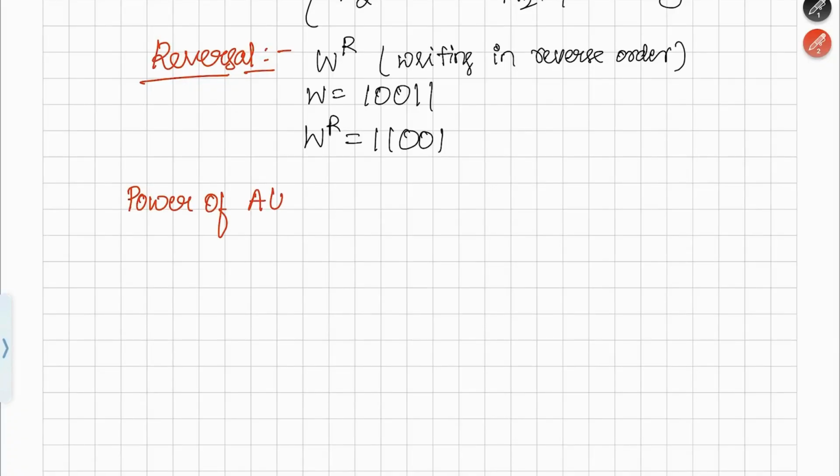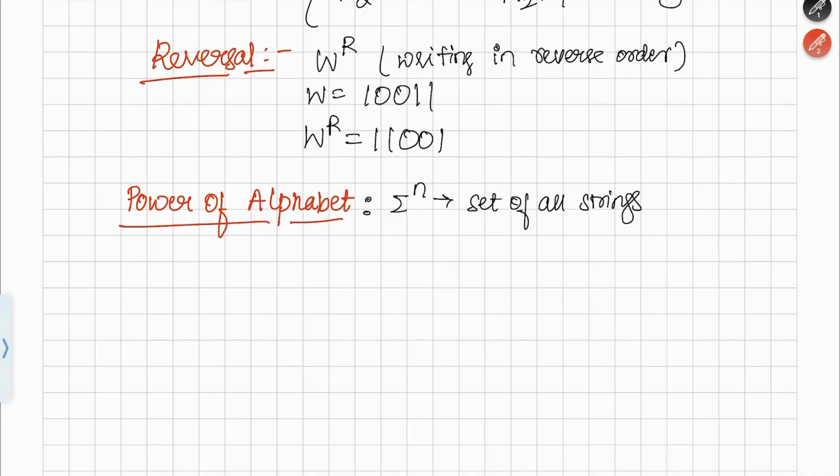There we have a concept called power of alphabet. For any given alphabet, which we know is represented by sigma, we can write the power of alphabet as sigma to the power n. So sigma to the power n will depict the set of all strings of length n over alphabet sigma. If sigma is equal to {0, 1}, the alphabet comprises binary digits, 0 and 1.